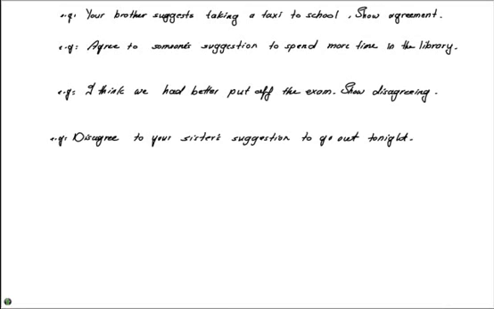Let's try to solve these examples. Your brother suggested taking a taxi to school. Show agreement. We can say great or good or fantastic idea. Agree to someone's suggestion to spend more time in the library. We can say, fantastic idea. Or we can say, great. I think we'd better put off the exam. Show disagreeing. No, I don't think so. Disagree to your sister's suggestion to go out tonight. Maybe not. Or we can say, I'm not sure. Or, no, I don't think so.